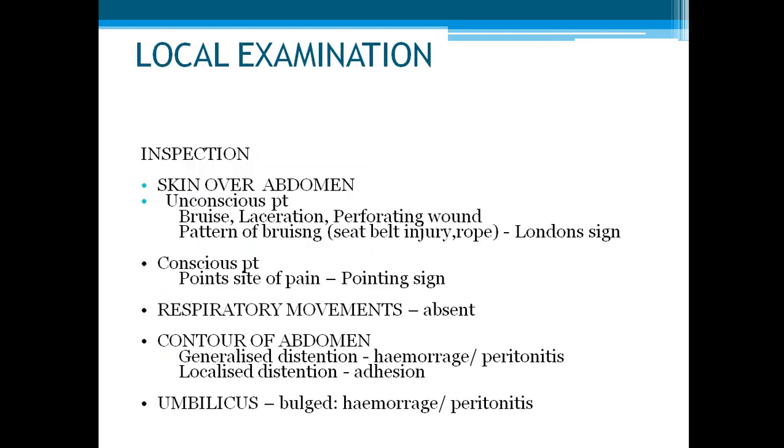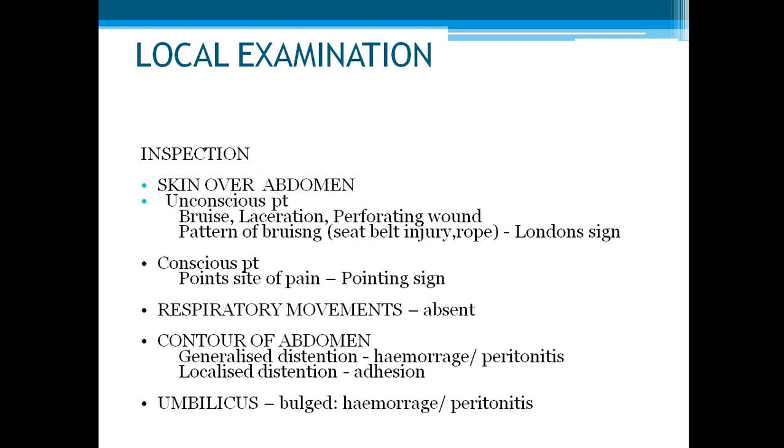Coming to the local examination, you inspect the skin of the abdomen, especially if the patient is unconscious. You see for any bruise, lacerations, any perforated wound, or any pattern of bruising. For example, likely due to a seat belt injury or a rope. It's called the seat belt sign. In a conscious patient, you ask the patient to point to that particular area where the patient has got pain, and you can relate it to the underlying anatomical structure.